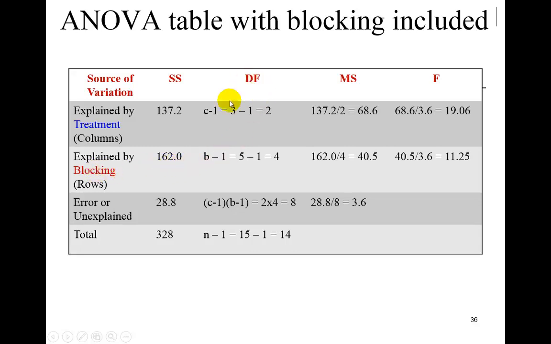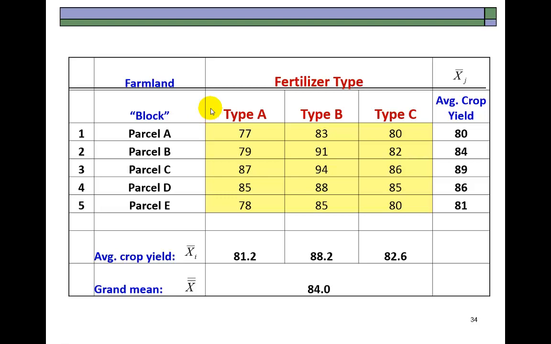Now, degrees of freedom for treatment is always going to be the number of columns minus 1, which is the number of levels of treatment, 3 minus 1. For blocking, there are 5 of them, so 5 minus 1 is 4. So I use notations easy to understand. C refers to the number of columns. If I go here, there's 3 columns. And B is the number of blocks, and there's 5 of them.